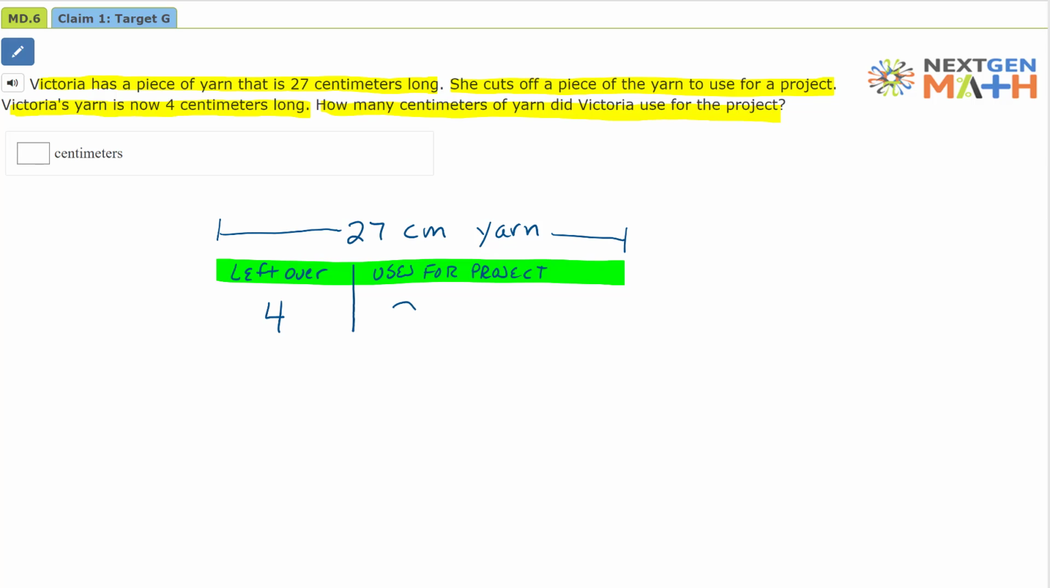Well, that would be this amount, which would be the 27 minus the 4 that's left over, and that number is 23. And we can do that calculation right here. 27 minus 4: 7 ones remove 4 ones, that's equal to 3 ones. And we're still left with 2 tens, so that will be a total of 23. So the answer is 23 centimeters.